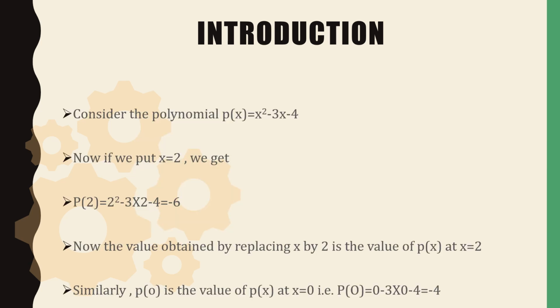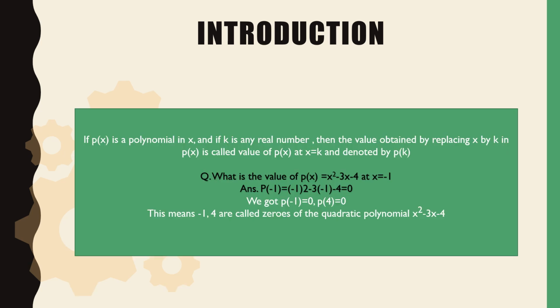Now, consider the polynomial p of x is equal to x square minus 3x minus 4. Now, suppose you put x equal to 2, we get p of 2 as minus 6. This value obtained by replacing x by 2 is actually the value of p of x at x equal to 2. Similarly, p of 0 is the value of p of x at x equal to 0. Here you get that to be minus 4.